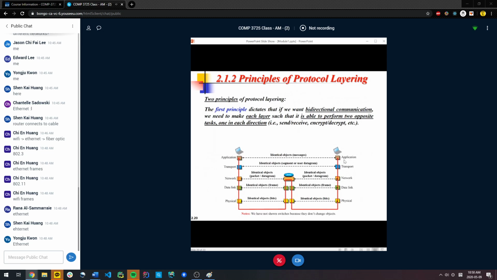But in a more formal way, the types of entities that we deal with, in terms of the objects, must be the same. What that means is this: in the sender, if I send out bits in layer 1, then I must receive bits in layer 1 at the receiver. If I send out frames, then I should receive frames. If I send out packets, I should receive packets, and so on. So it must be able to do send and receive as equal and opposite tasks, and I should deal with the same entity.